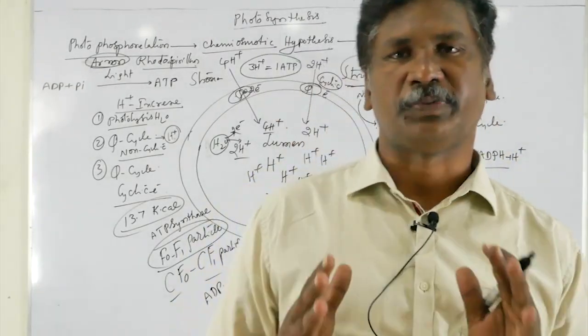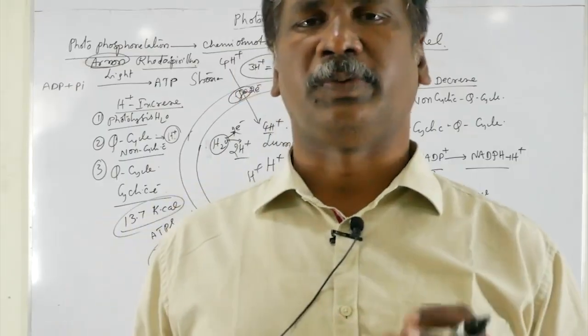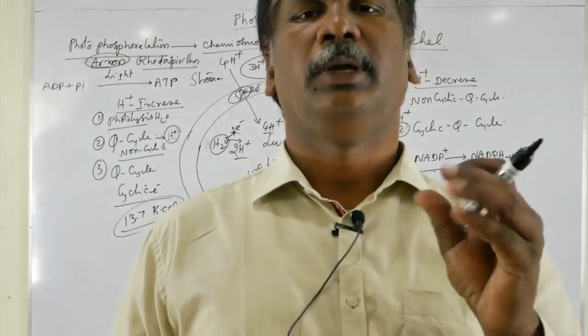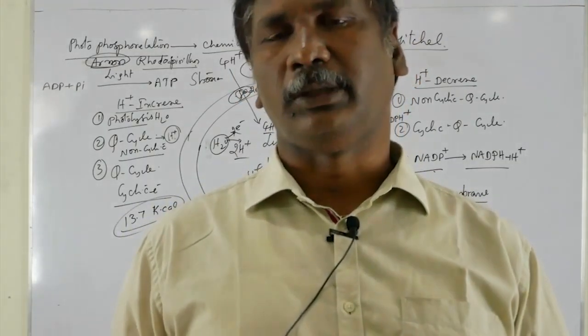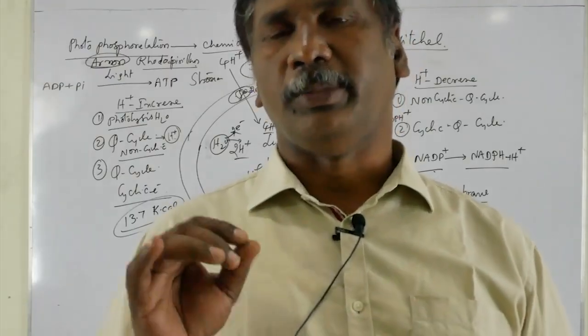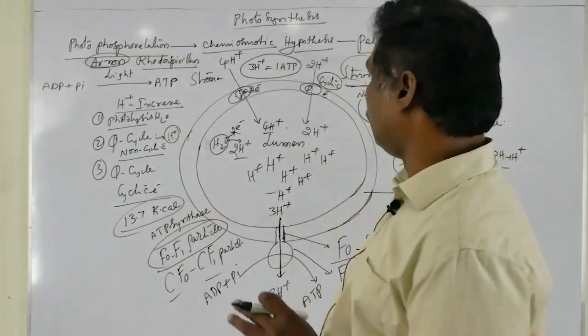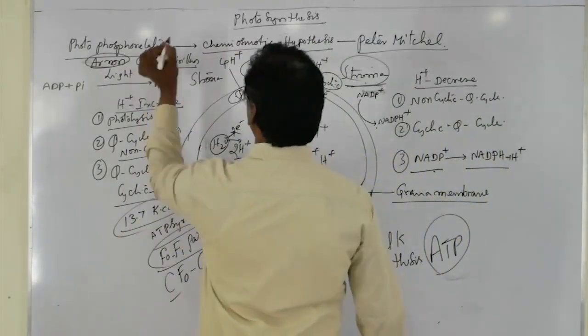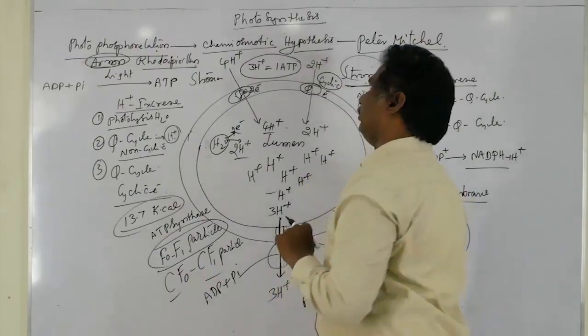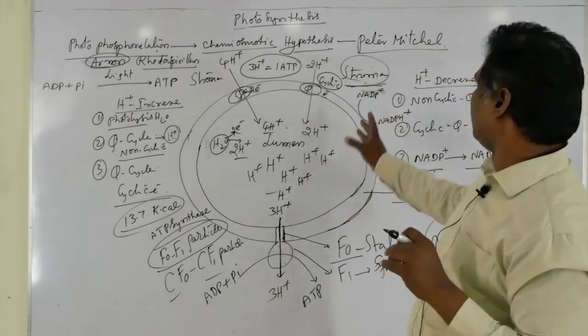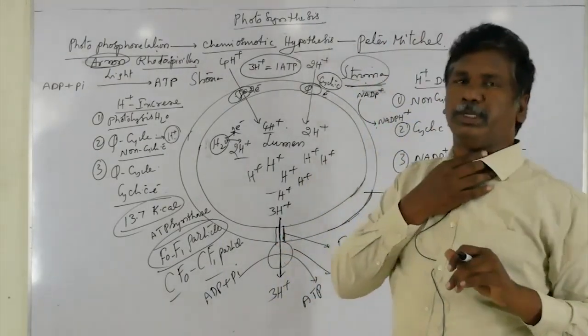That energy is useful for making ATP. ADP is combined with inorganic phosphate to form ATP in the presence of light. Hence it is called photophosphorylation. It was explained by chemiosmotic theory, which was proposed by Peter Mitchell.